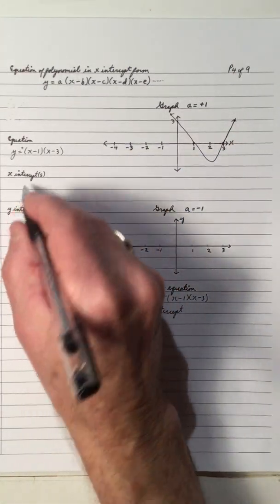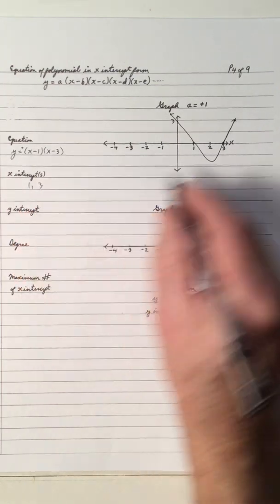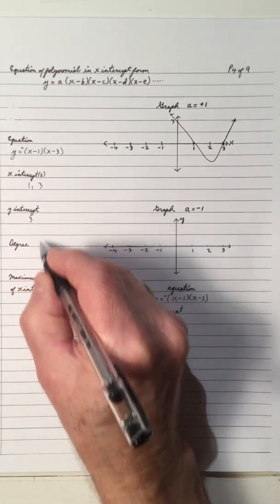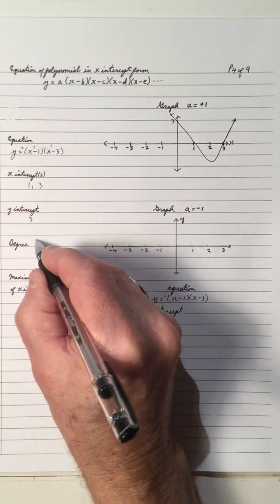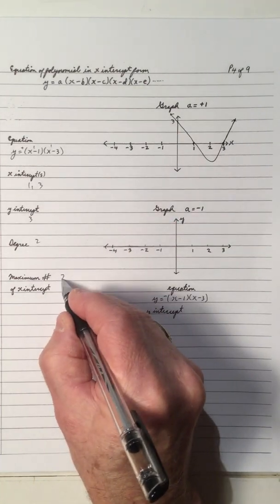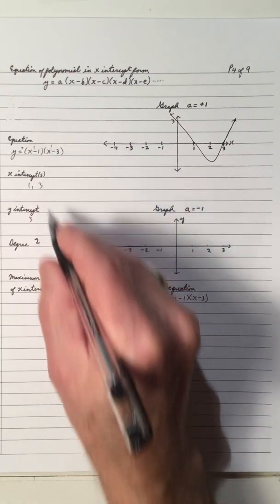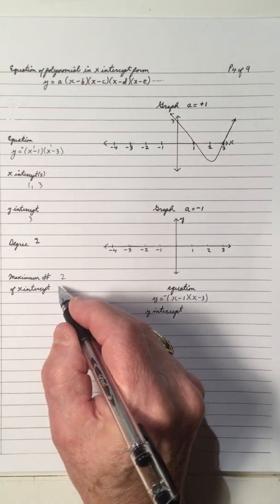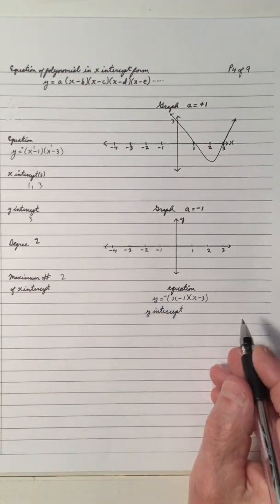The x-intercepts are 1 and 3. The y-intercept is 3. The degree is 1 and 1. Degree is 2, which is a quadratic. And the maximum number of intercepts is 2. So notice the degree, whatever degree of the equation is, that tells you the maximum number. It could have less, but this is the maximum number.